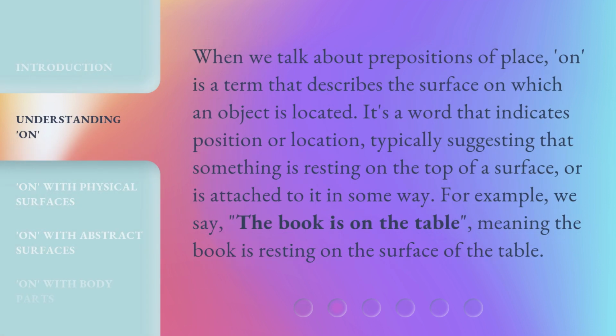When we talk about prepositions of place, on is a term that describes the surface on which an object is located. It's a word that indicates position or location, typically suggesting that something is resting on the top of a surface, or is attached to it in some way. For example, we say, "The book is on the table," meaning the book is resting on the surface of the table.